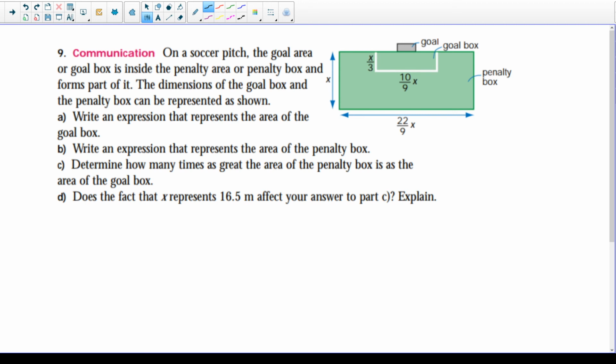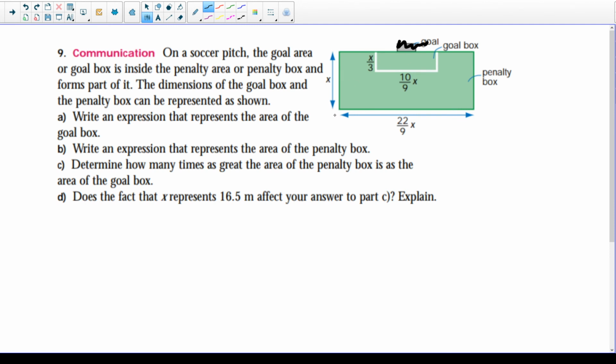So on a soccer pitch, the goal area or the goal box is inside the penalty area or penalty box and forms part of it. Now, I do not know anything about soccer, so I'm only referring to that picture. And I don't think the goal section is actually important at all. It's only the white box here, which has got 2 measurements on either side of it, and the overall area here, which has got 2 measurements on either side of it. Okay. The dimensions of the goal box and the penalty box are represented, like I said.